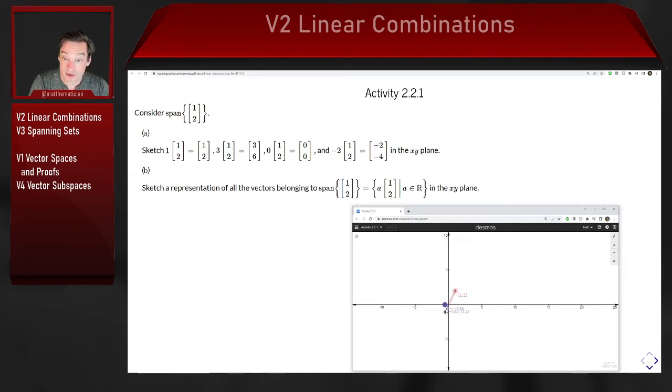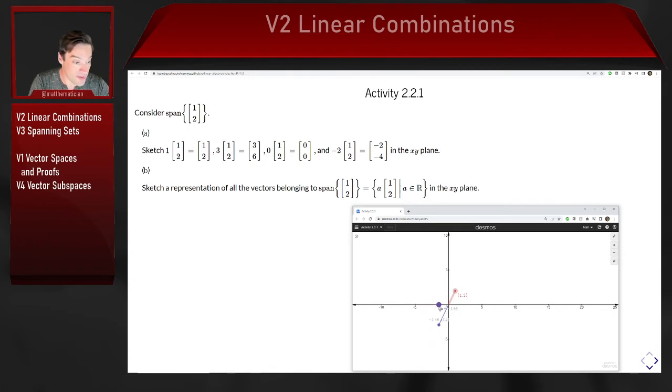We don't have two vectors as part of our span, so we can only multiply this one vector by a scalar, and there's nothing else to add it to, really. So by the time we look at all possible scalar multiples of this vector, what emerges is that the span looks like this line. It looks like the line y equals 2x inside of the xy plane.